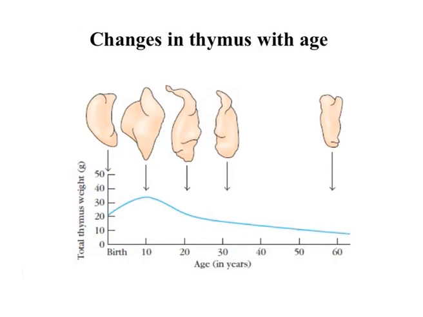Now the weight and composition of thymus decreases with age. The weight of thymus is maximum at puberty, and then both the cortex and medulla decrease with time.